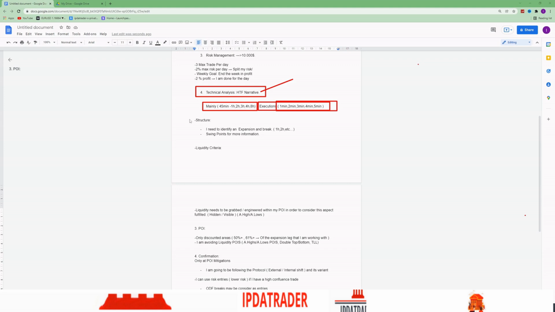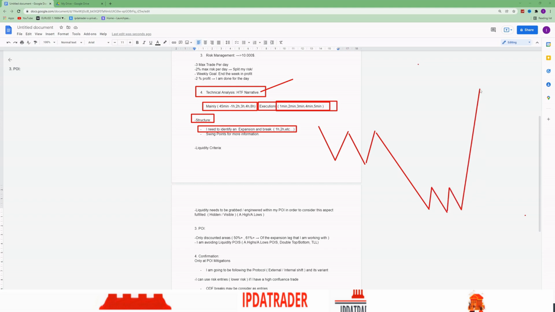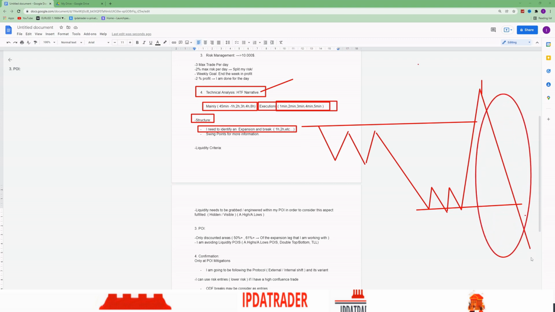Okay. Structure play, I need to identify an expansion and a break, right? Pretty simple. Let's do that once again. You have a market like this, right? Let's say like this. This is your manipulation of the highs over here. This is your most recent break. You're now considering this point over here as your expansion, and you say to yourself, hey, I'm bearish in this market. This is my most recent break, and structurally we're bearish within this time frame.